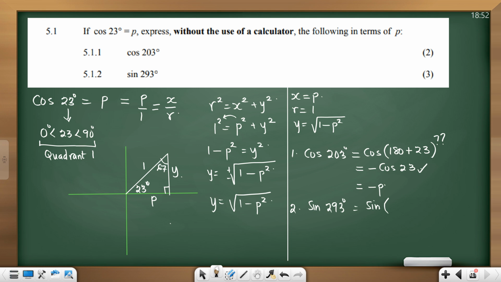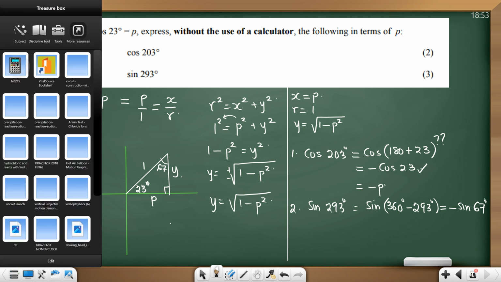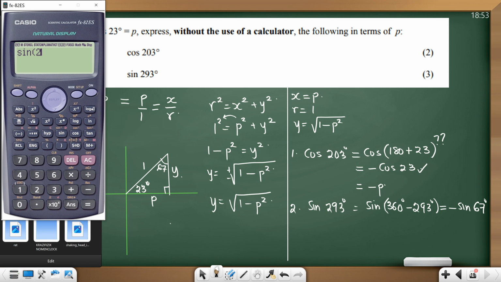There's something about that 67 that the examiner is going to give me. So, 360. Please, everybody, watch what I'm going to do. Minus 293. Now, it's in the fourth quadrant. The problem with this is you must always think about quadrants. But if you use the calculator, it tells you the quadrant by itself. Shift, sine, answer. Check. So you must always think of the quadrant. The calculator gives you the quadrant by itself.